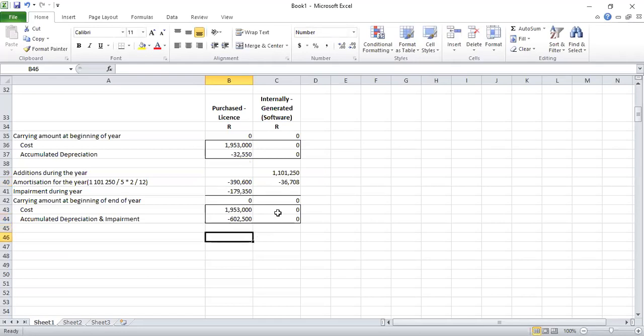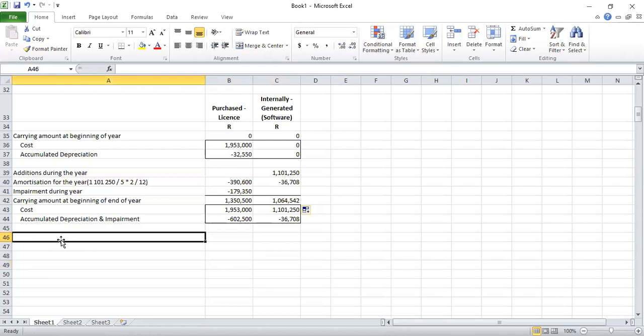Right. Then here our cost will be this one. Then our accumulated depreciation would be this one. To get our carrying amount, it will be the cost less our accumulated amortization and impairment. So this will be our intangible assets. I'm not yet done with the note, but any questions at this stage? No, so far so good.